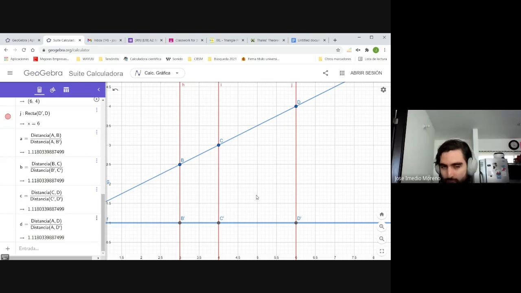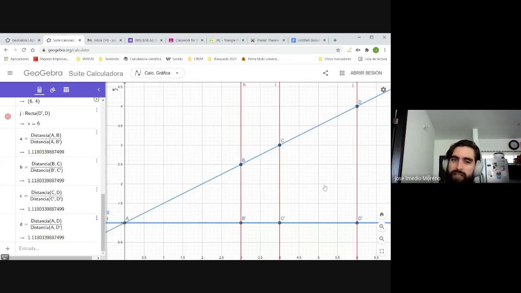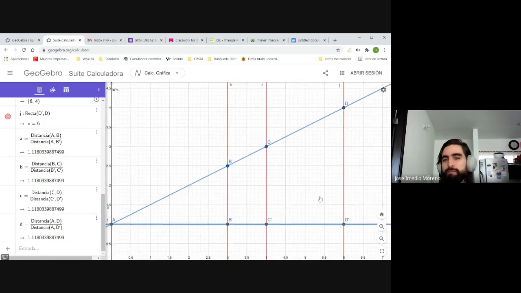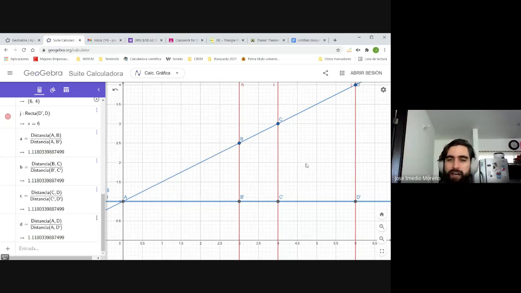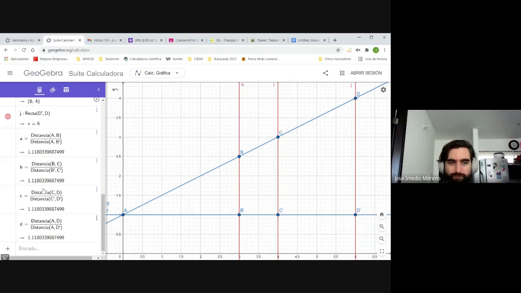And also the same proportion as BD divided by B prime D prime. And it's also the same proportion as AB divided by AB prime, or AD divided by AD prime. These proportions are all the same as long as I have two transversals crossed by parallel lines. That's the key point: the red lines have to be parallel. And I proved that here.